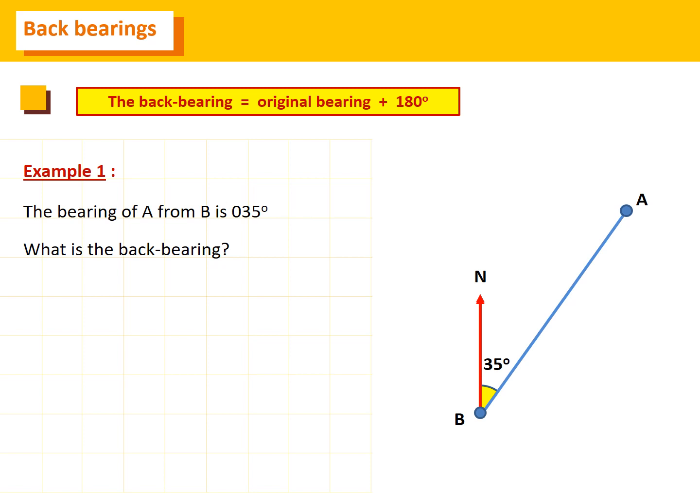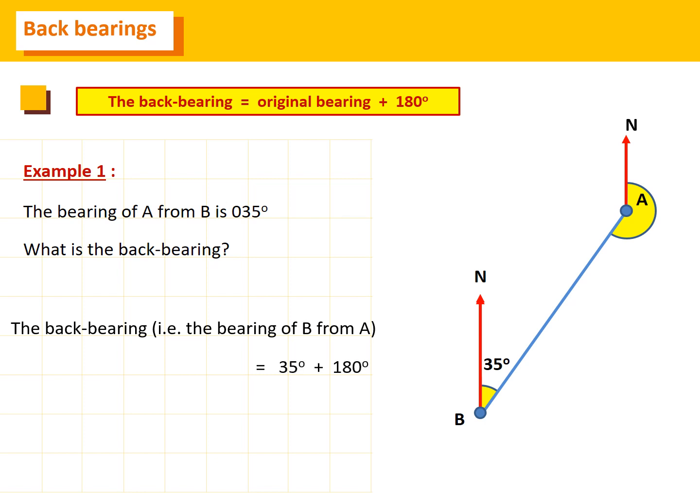Let's use our result then in example 1. We're given the original bearing of 35 degrees and we're asked for the back bearing. Our result tells us to simply add 180 degrees. So the bearing of B from A will be 35 plus 180, and that's 215 degrees.